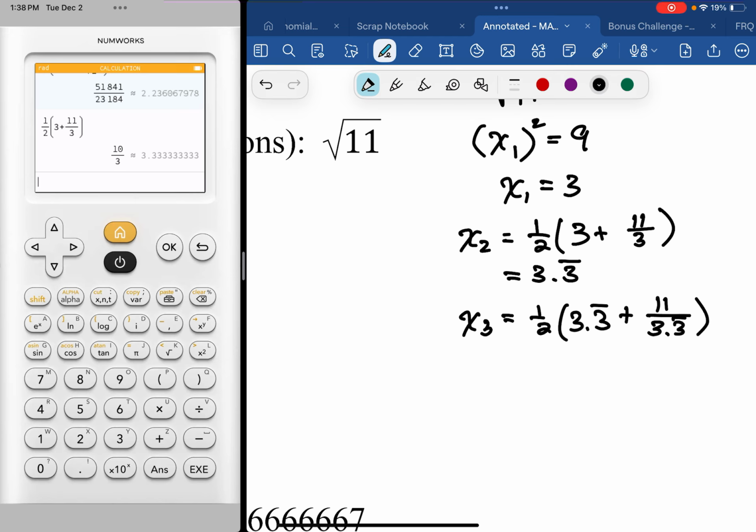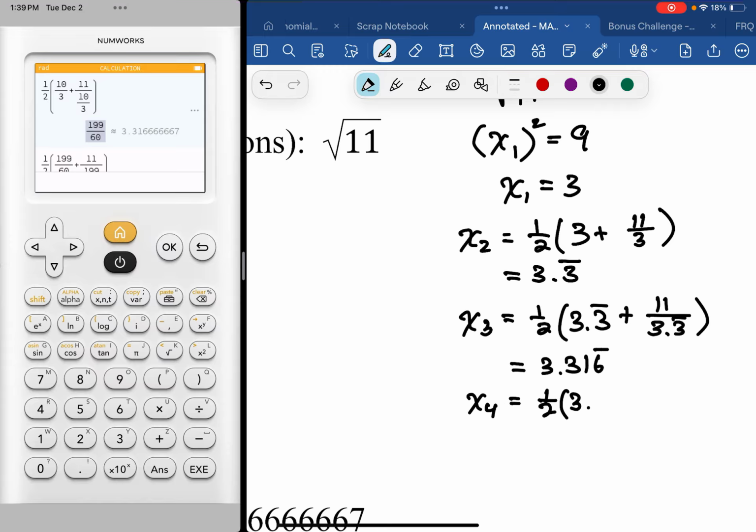And this is what I mean by using the answer button, and it's not just limited to this calculator. Most calculators have an answer button, like previous answer. So answer plus 11 over answer. So for this one, I get 3.316 repeated.